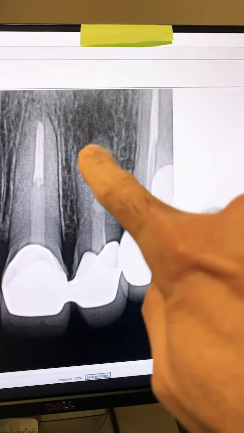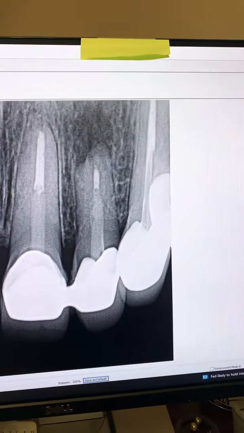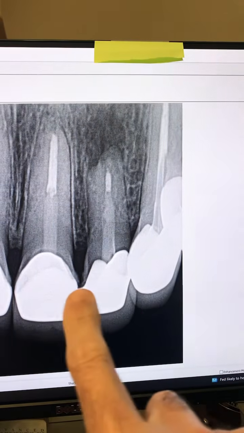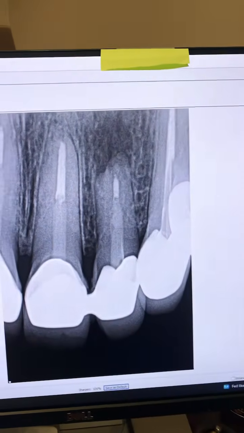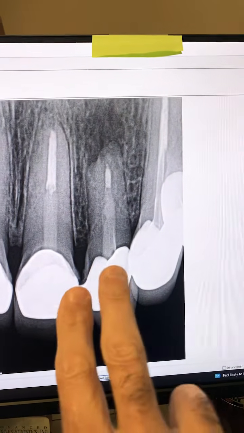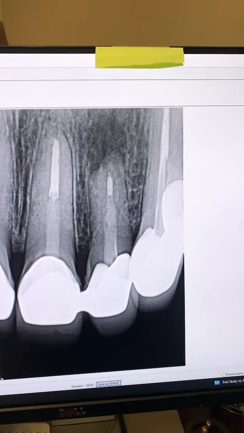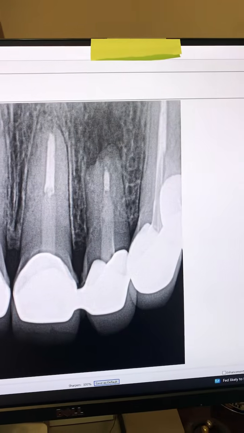So you can see, as I said, the periapical lucency here, and number 9 and 10 are connected, as you can see here. The crowns are connected. So what do we do in a case like this?